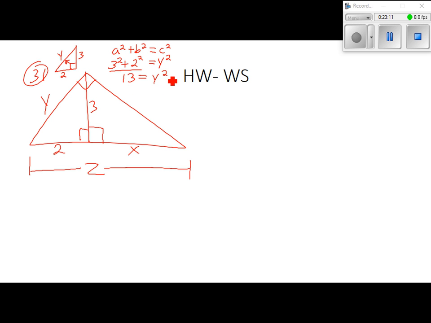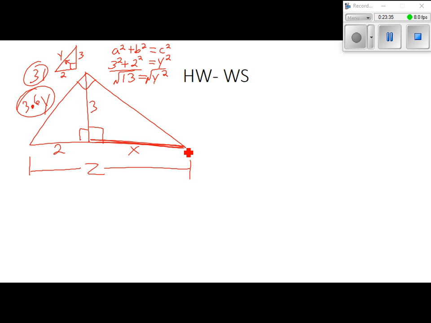Is 13 our answer? Take the square root. So what's y equal? What do we want to find next? X. X is right here. Can we use Pythagorean's theorem this time?